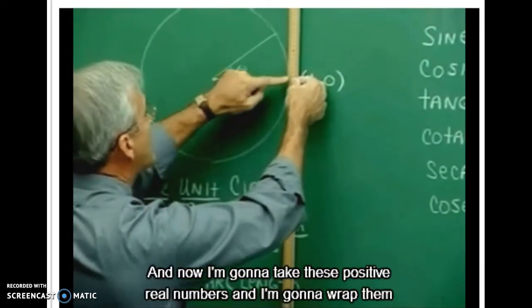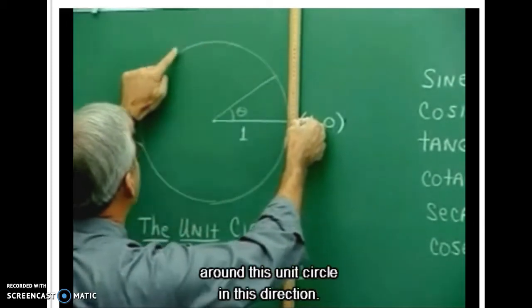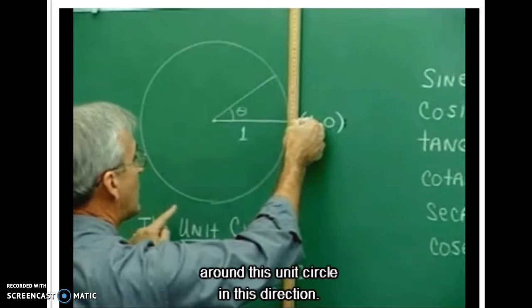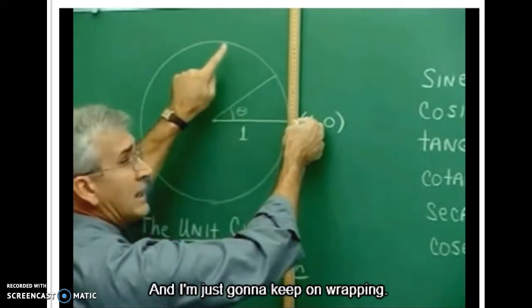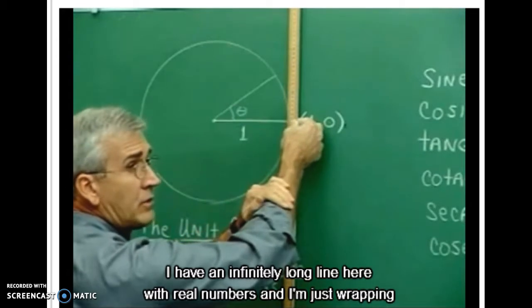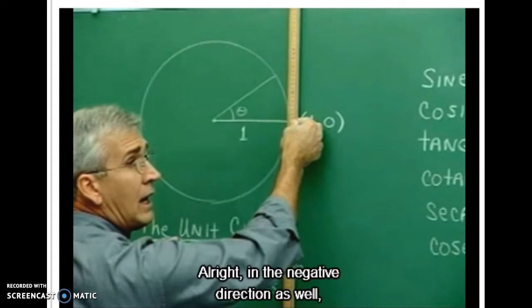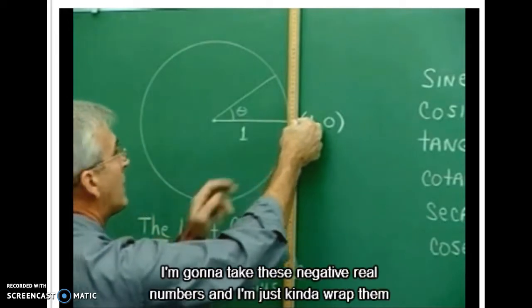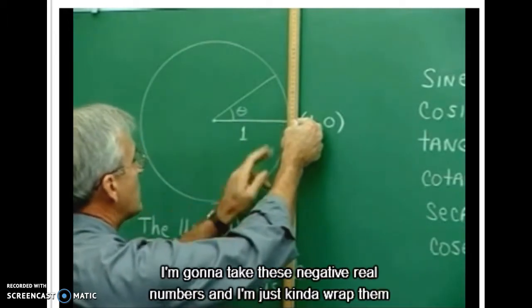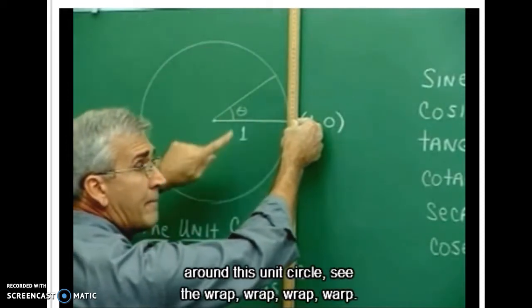And now I'm going to take these positive real numbers and wrap them around this unit circle in this direction. And I'm just going to keep on wrapping. I have an infinitely long line here with real numbers, and I'm just wrapping that line around this circle. All right, and in the negative direction as well. I'm going to take these negative real numbers and wrap them around this unit circle. Just wrap, wrap, wrap.